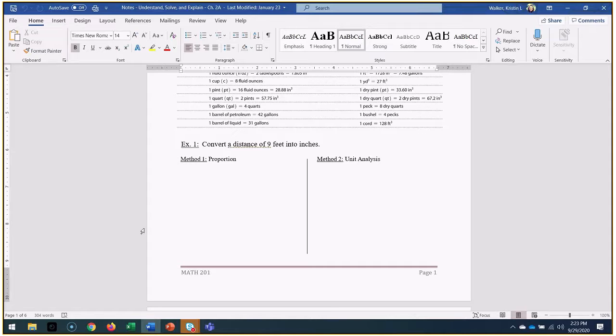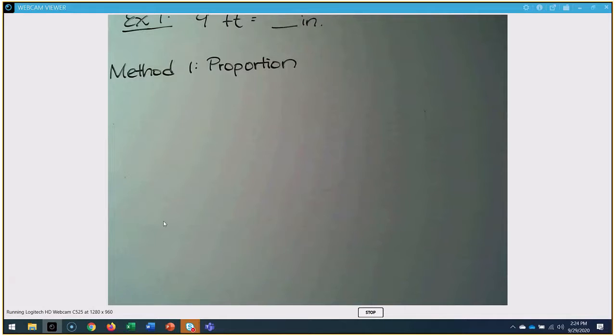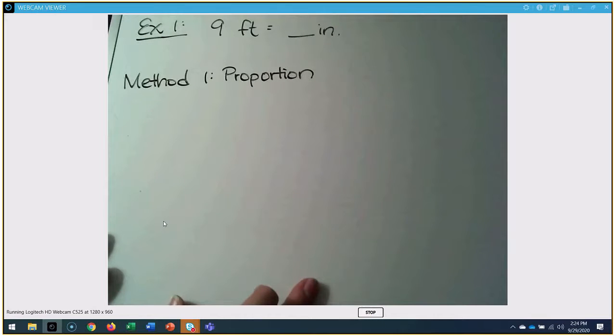Okay, so we're going to go with 9 feet, and we're going to change it to inches using these two different methods, the proportion method and the unit analysis method. I'll go through each one of those separately here in just a second. So method 1 is to set up a proportion. We talked about these last week, and now we're going to extend that conversation.